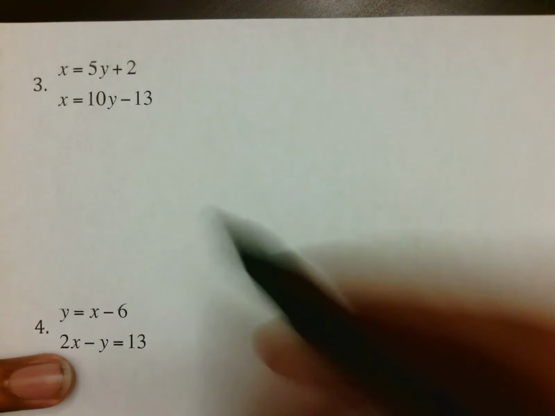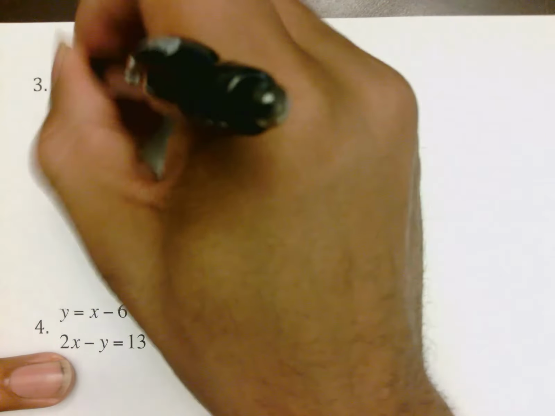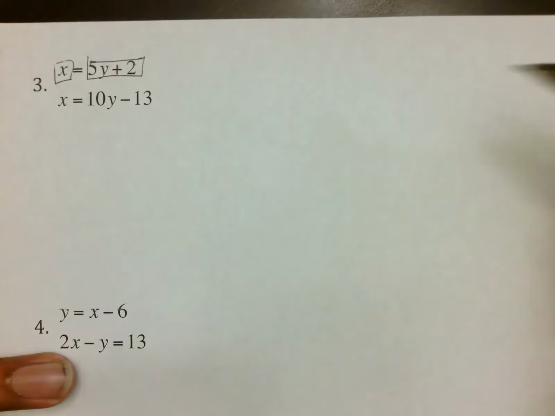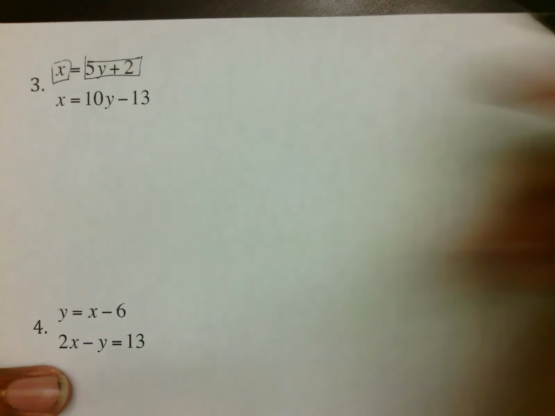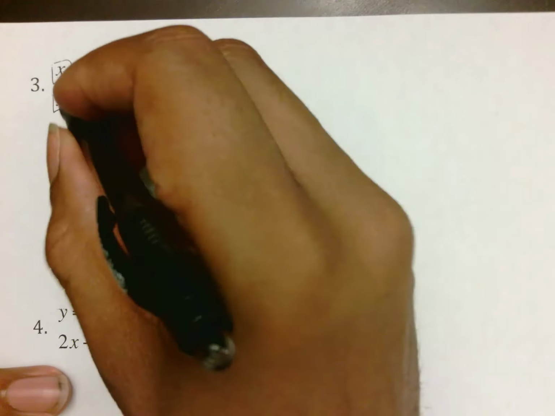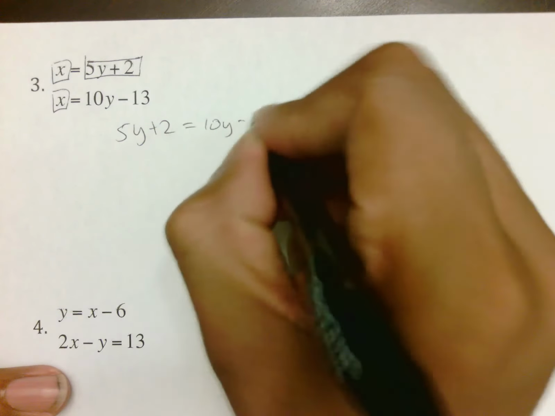Number 3, the weird one. Pick one of the x's that's by itself, doesn't matter which one because both of these are by itself, and then put this into the other x. And so what happens is there's nothing in front of the box. I will just put 5y plus 2 and then equals 10y minus 13.